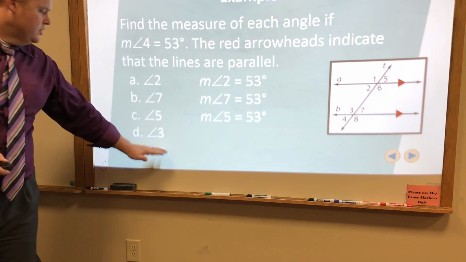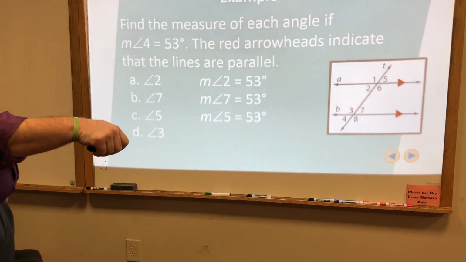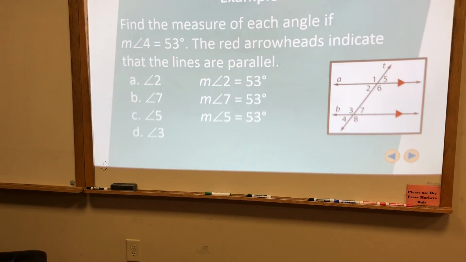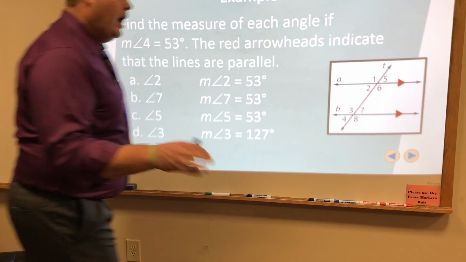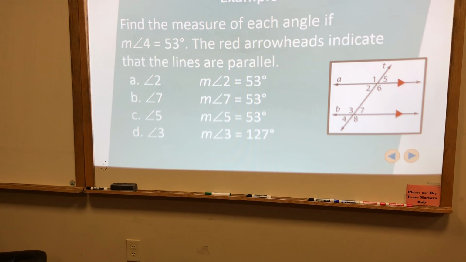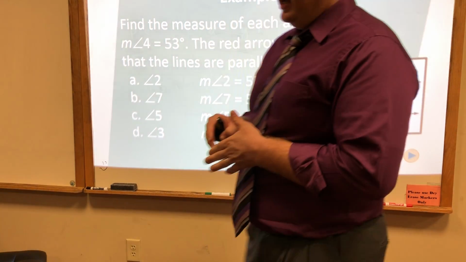So what would we do to get our answer if this is 180 degrees and this one's 53? What is number 3? 180 minus 53, and the answer is 127. All right, good. I hope you paid attention. This is what you're going to be doing with this information. So today we learned 4 different kinds of angles: corresponding, alternate exterior, alternate interior, and consecutive interior.